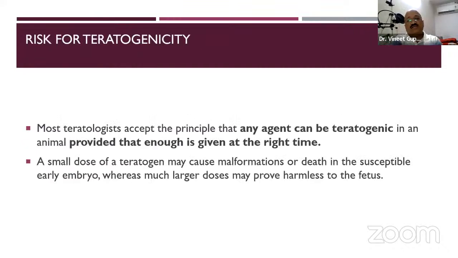Most teratologists accept the principle that any agent can be teratogenic in an animal provided that enough is given at the right time. That means a small dose of teratogen may cause malformation or death in the susceptible early embryo, whereas much larger doses may prove harmless to the fetus. It is the time of organogenesis. Early first trimester pregnancy is the time of organogenesis, and it is the stage where it is very common for any drug to act as a teratogen.